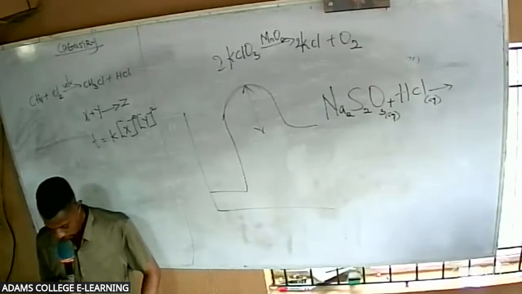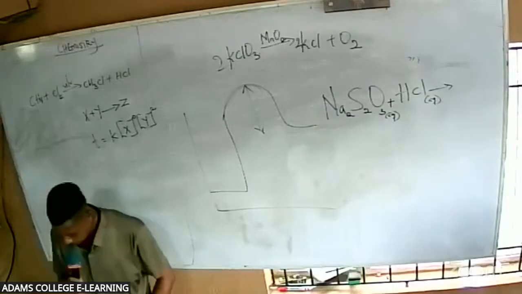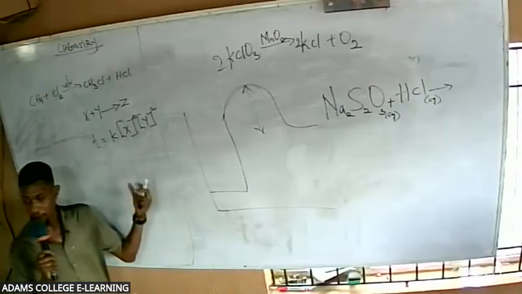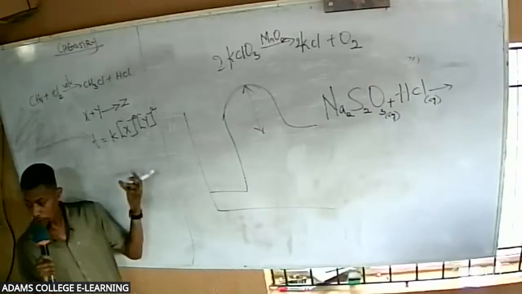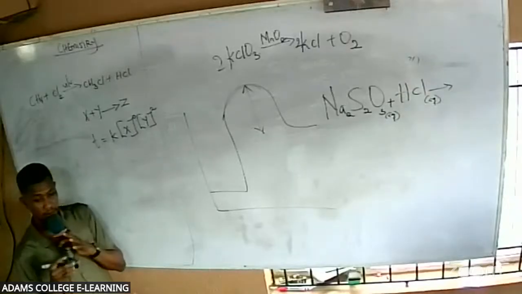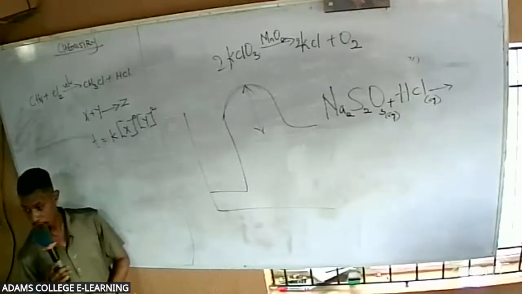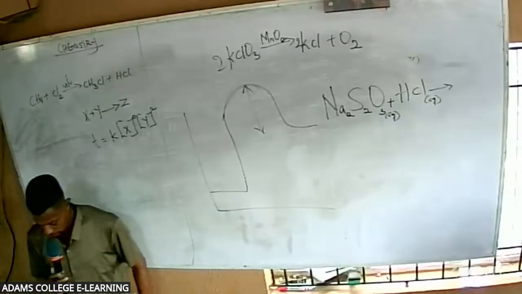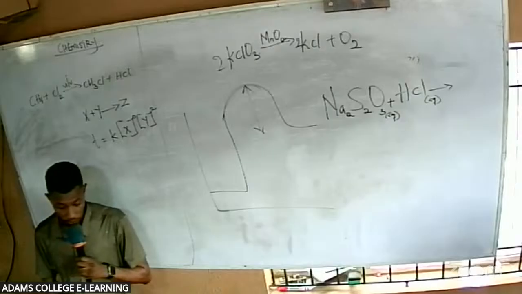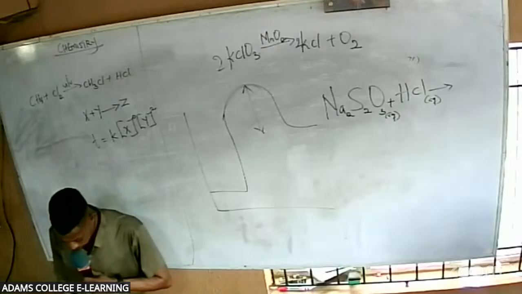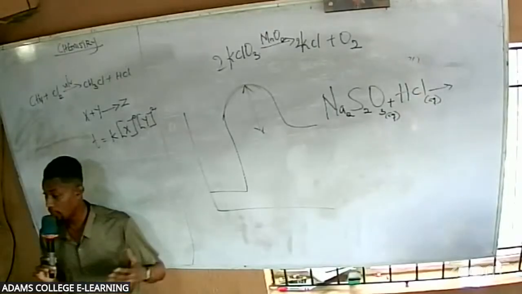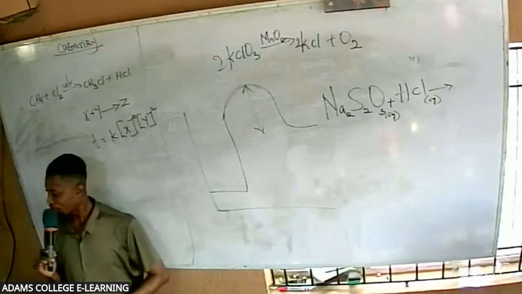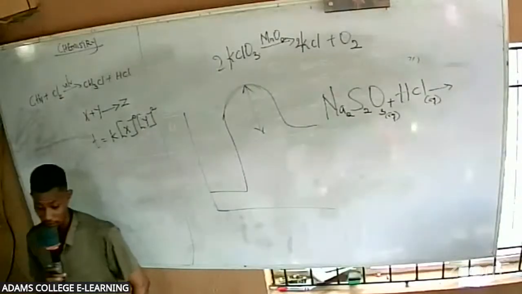Then the question now says the overall order of reaction. If you have this equation, the overall order of reaction is option A, 0, option B, 1, option C, 2, then option D, we have 3. So what's the answer to that? The answer is what? 2.